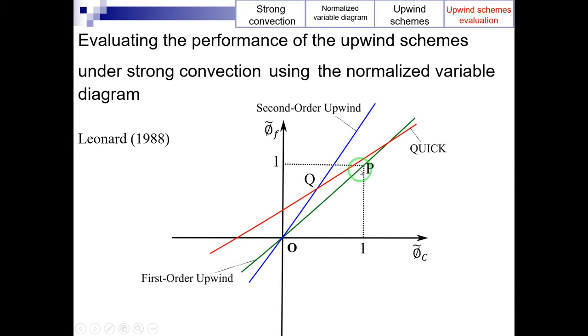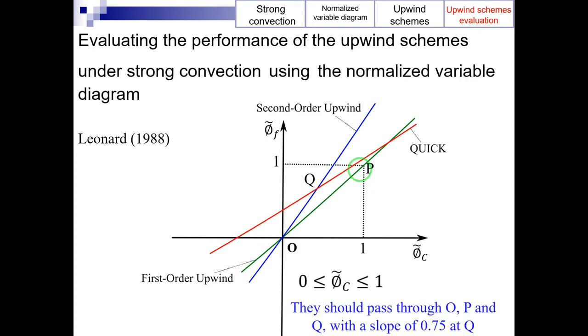Thus, for the numerical schemes to be accurate and monotonic, for normalized adjacent upstream node values from 0 to 1, they should pass through O, P and Q with a slope of 0.75 at Q. Okay, the normalized variable diagram is extremely helpful in problems where we have to deal with strong convection, such as the modeling of free surface, where we need to acquire a sharp interface between the water and air.